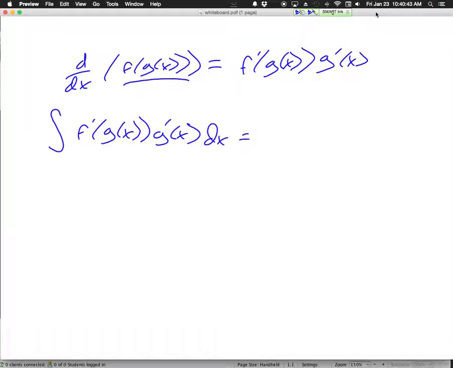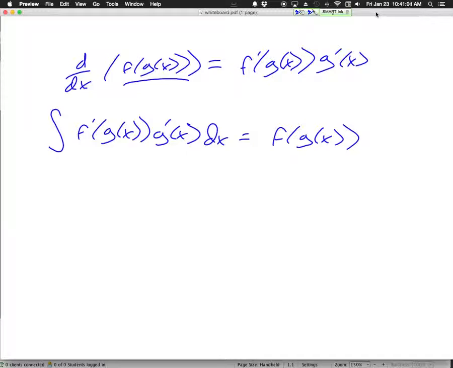that the integral of f prime of g of x times g prime of x dx equals f of g of x. Everybody on board with that?